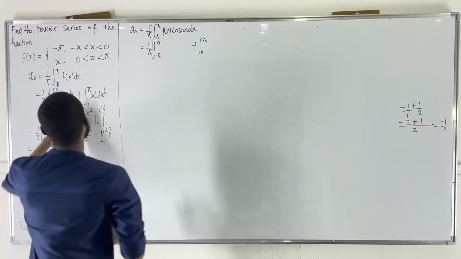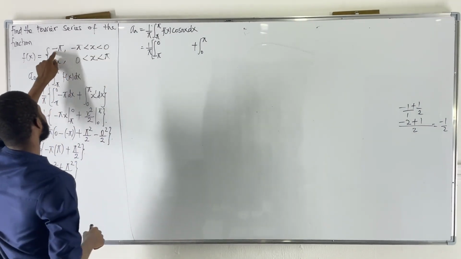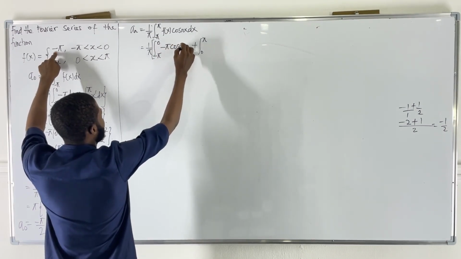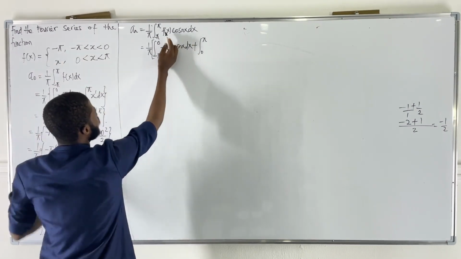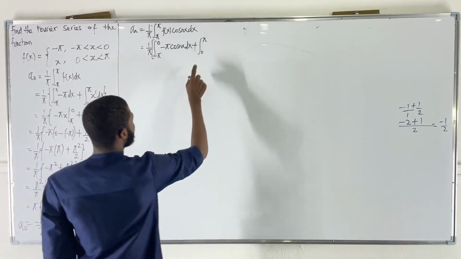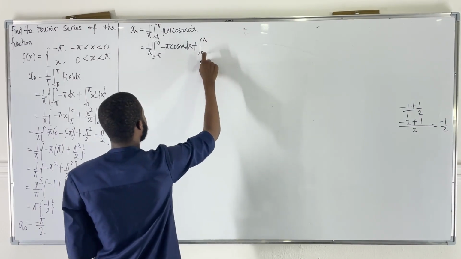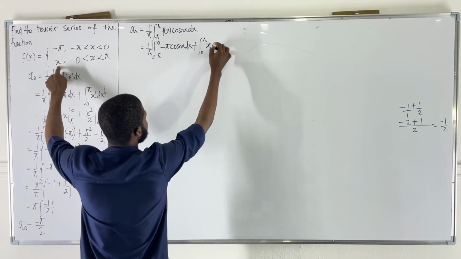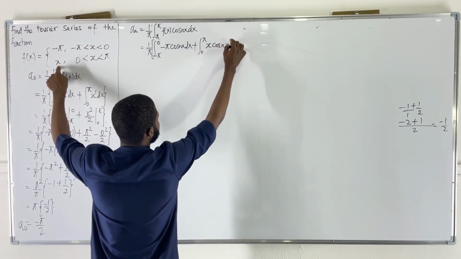All right. So from minus pi to 0, the function was minus pi. So this will be minus pi cos nx dx, because you always put the function and multiply it by cos nx. Now, when the function was at 0 to pi, f of x was x. So this will be x cos nx dx.